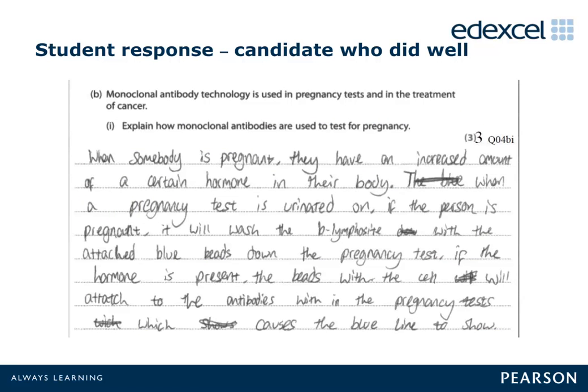The next 4 slides are about Question 4B, Part 1 of the Higher Tier paper. This is a higher topic, which involves the understanding of the role of monoclonal antibodies in pregnancy testing. This candidate has answered well. They were able to accurately make reference to the attachment of the blue beads to the test strip, and that the hormone was found in the urine of the tester.